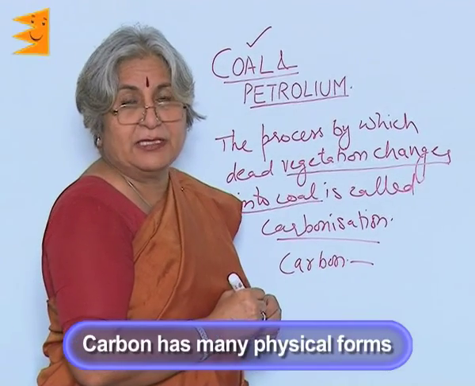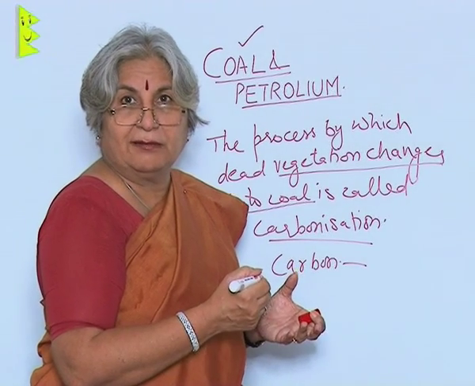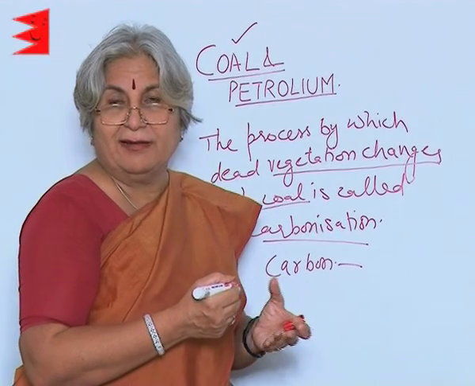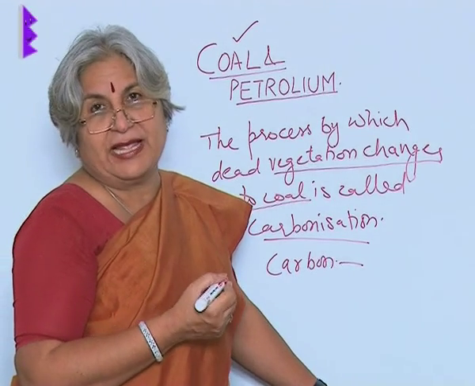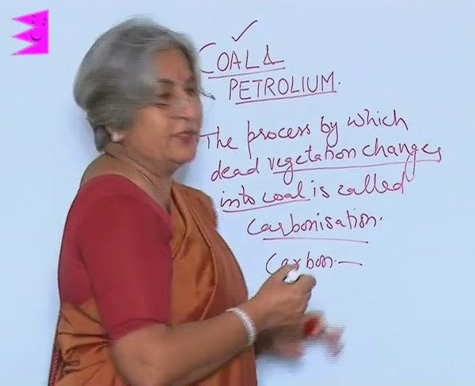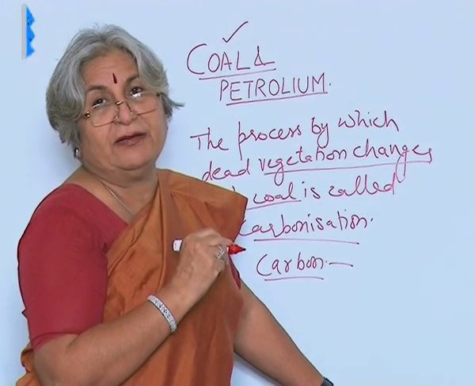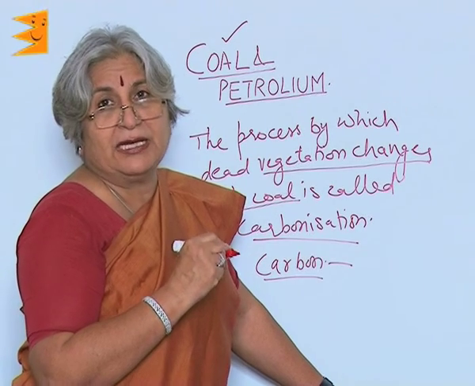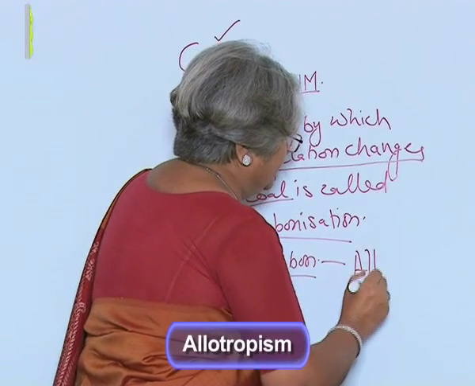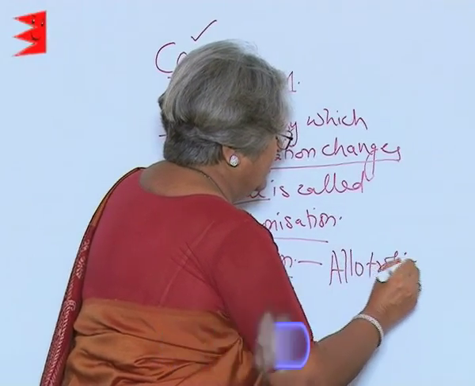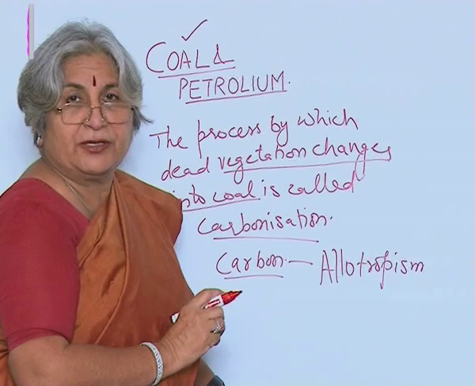Carbon is one element which has many physical forms, like heads of Ravan or like siblings of a family, anything you can think of. Basically what I want to say is that carbon exists in more than one physical form, which means the various forms of carbon can have different physical properties, although their chemical properties are same. This phenomenon is called allotropism, and such forms are called allotropes or allotropic to each other.